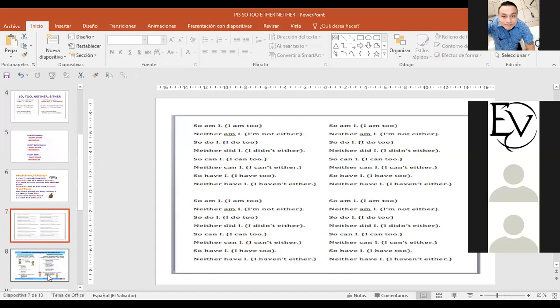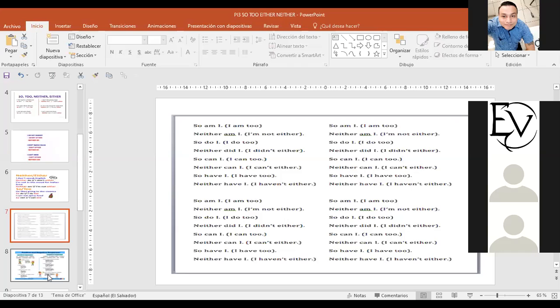In here, it says, when I say so am I, you say I am too. It's equal, okay? Neither am I, I am not either, okay? It's then, in this case, a negative. So do I, I do too. It's another way to say. Neither did I, I didn't either. Aquí, si se fijan, están ya revueltas, ¿verdad? Entonces ya van afirmativas y negativas. Pero siempre usted debe recordar que con una afirmativa es so y too, y con una negativa, neither, either, ¿verdad? Ahí están.